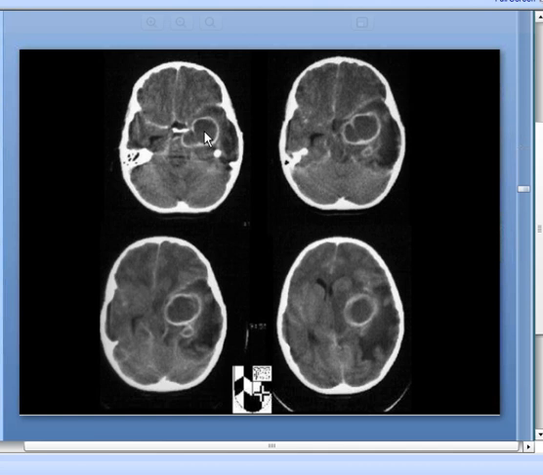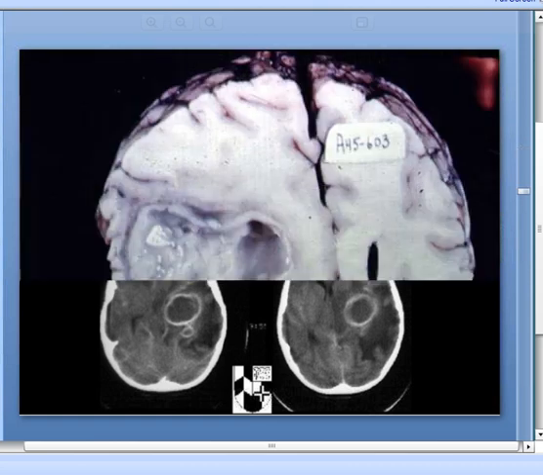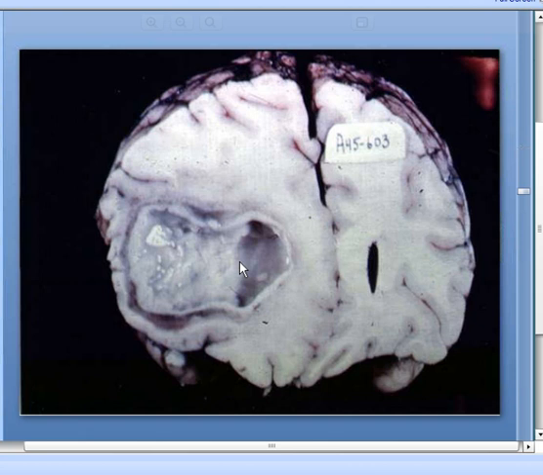They call this the ring sign, and it's very, very common for brain abscesses to have this ring sign. Some of the highly, highly malignant brain tumors that are outgrowing their blood supply and are liquid on the inside and firm on the outside can look like this as well, like the glioblastomas or even some of the metastases. Here's a brain abscess.